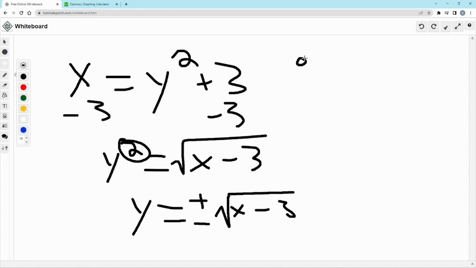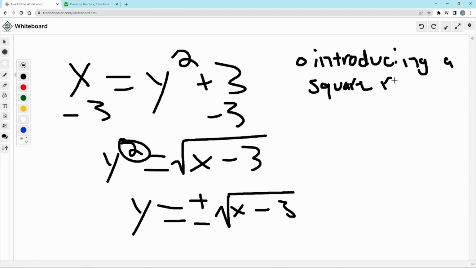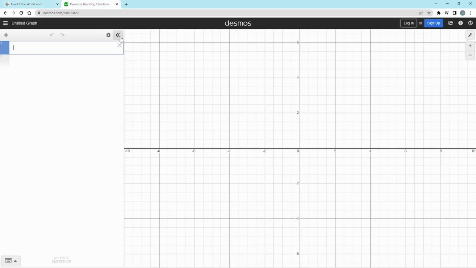Make a little side note that we need to add a plus and a minus sign when introducing a square root. And I'm sorry I didn't write the whole thing, it's just hard to on this whiteboard. So now what we have here are two different equations. One's positive, one's negative. So we have our trusty tool Desmos here.